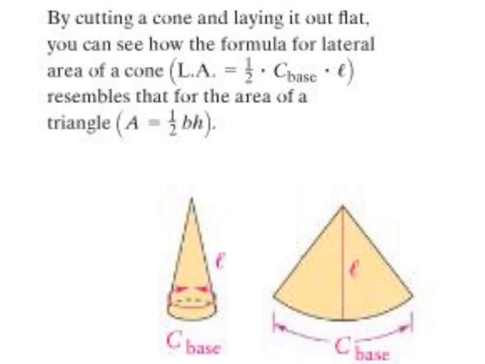Now, calculating the lateral area of a cone is not as straightforward as it was for a pyramid. If you look, it says here that by cutting a cone and laying it out flat, you can see how the formula for the lateral area comes to be. The lateral area is 1/2, it's like a triangle, the circumference of the base times the slant height, because it is like that formula.